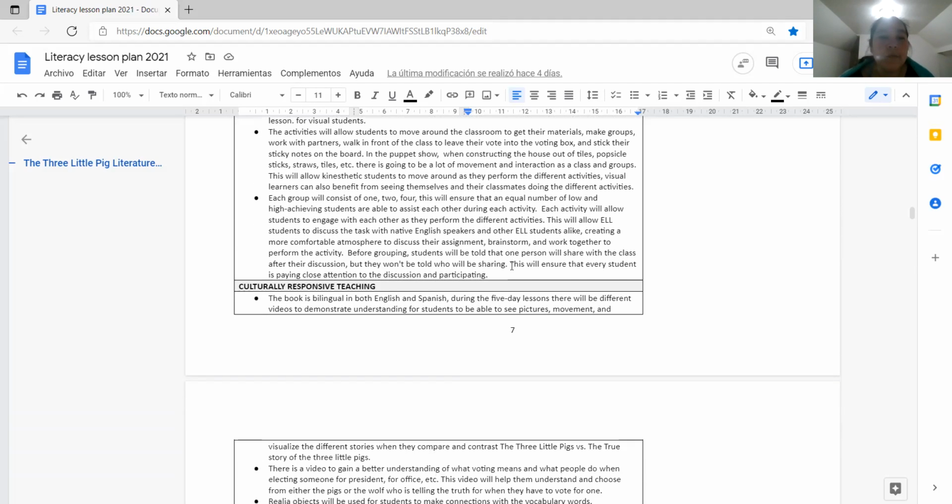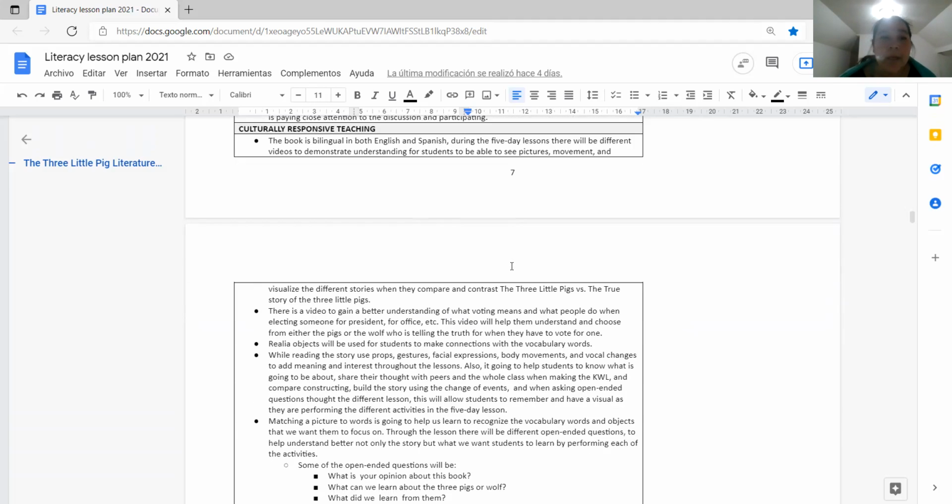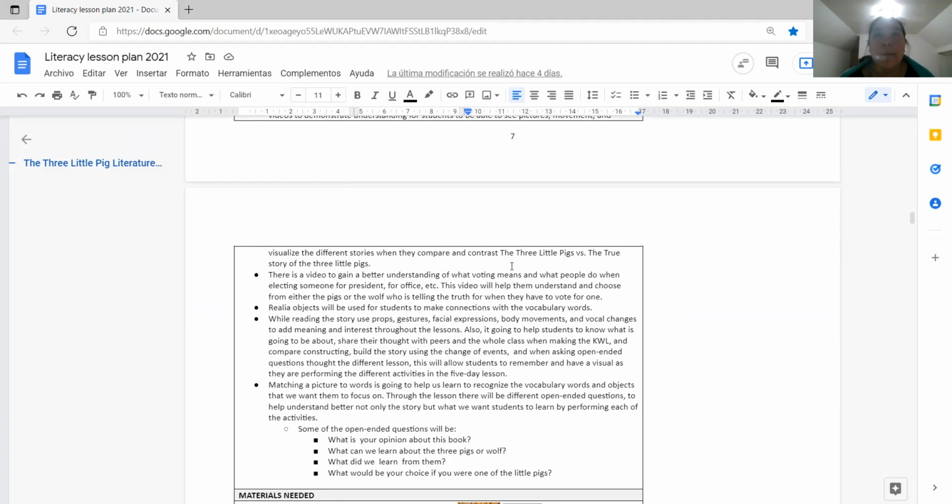And some culturally responsive teaching. The book is bilingual, both English and Spanish. During the readings, I will be making stops and making clarifications. In addition, if a student is not understanding the English, I will take the time to explain it in Spanish too. And we'll be using real objects to make connections with the text.